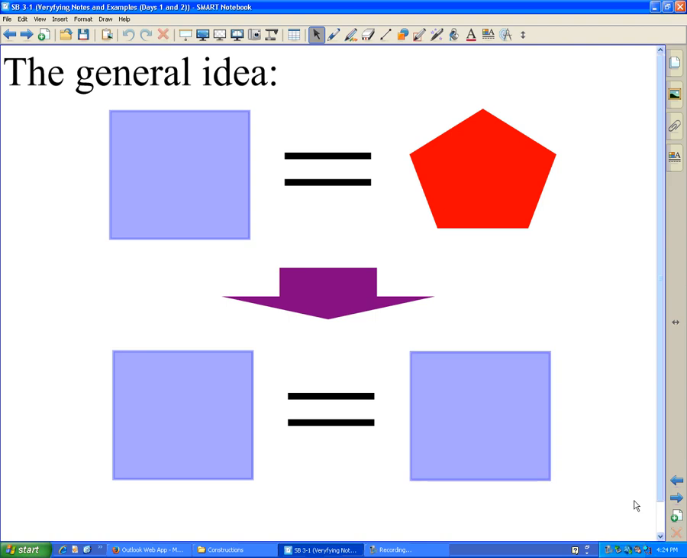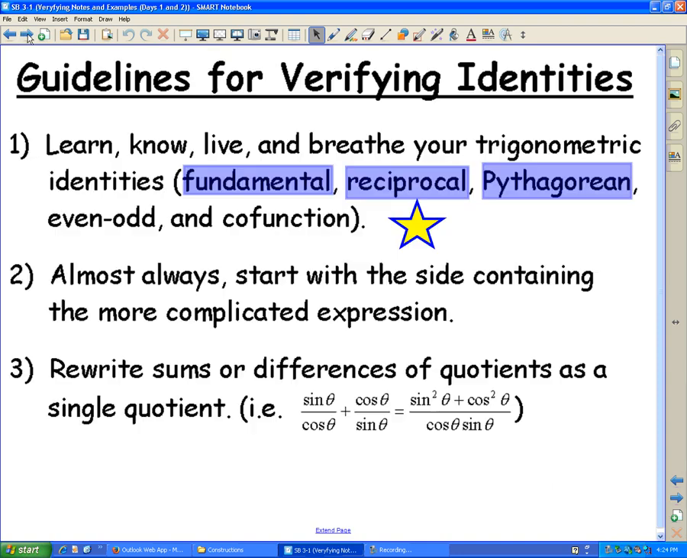Of course, we're not dealing with shapes, we're dealing with trigonometric expressions, and you're going to be relying a lot on the identities that we discovered together in Unit 1. In fact, this page, the first page of your course pack, Unit 3, is just guidelines for verifying identities. So they're not like step 1, step 2, step 3, like some of the notes pages that you've seen in the past. It's just some ideas to help you along the way.